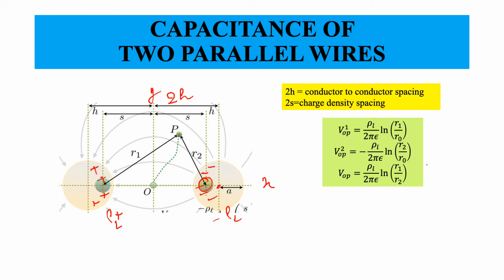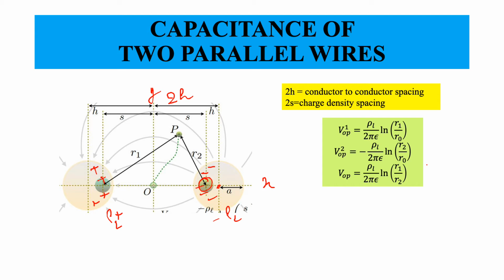Okay, so to obtain the total potential at point P, we will add them and use the log rules to solve it. So we will get the value. I know that this can be written as R1 divided by R2 by using log rules. So the potential due to the positive is rho L over 2 pi epsilon, and due to the negative it is minus. That's why it is like this.